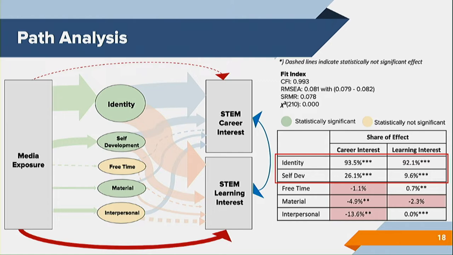One message I want you to bring home is that it's really identity that is driving the effect from media exposure to learning and career interest. It explains more than 90% of the effects. So for now, we can kind of ignore all of these complex paths and just look at this very wide line.